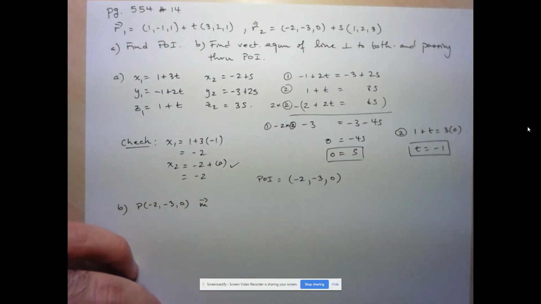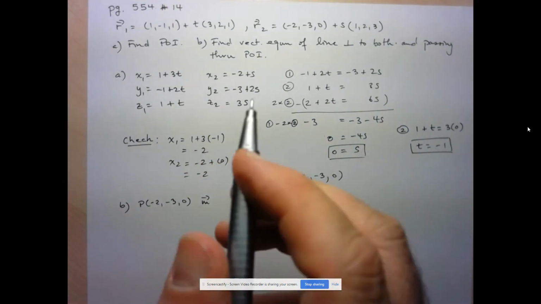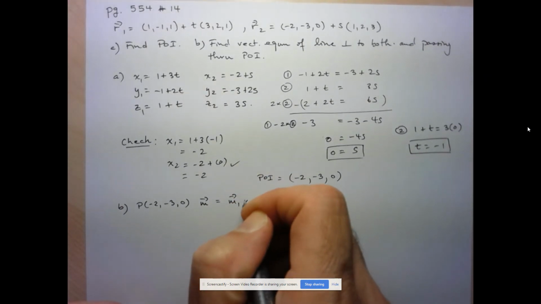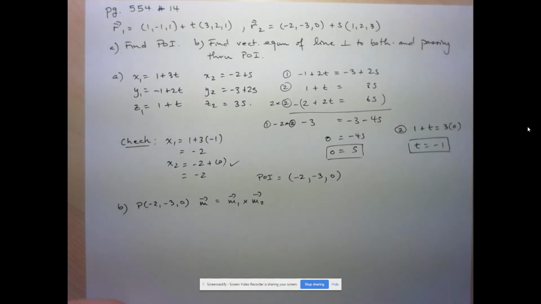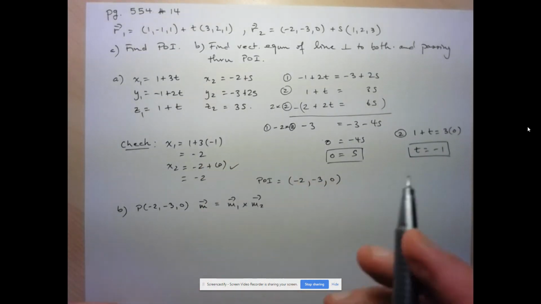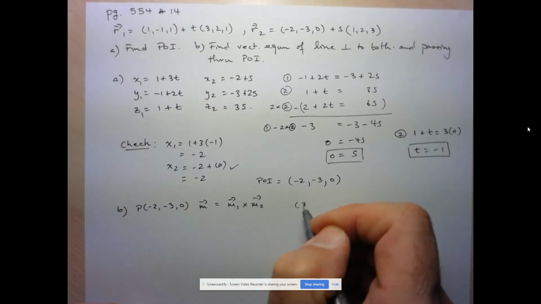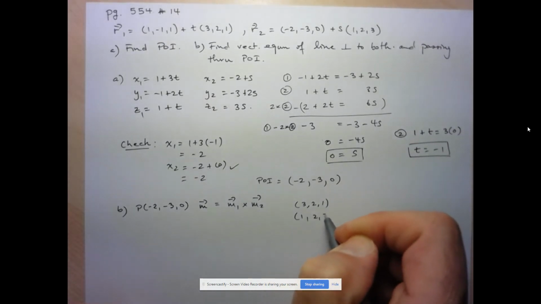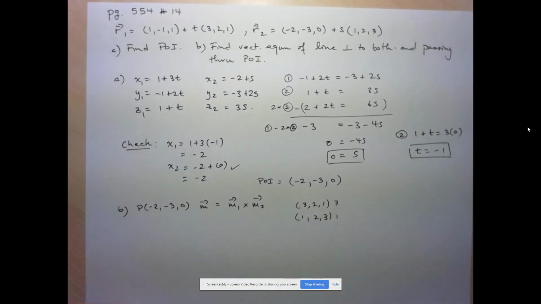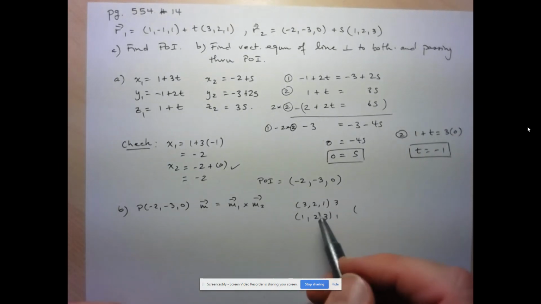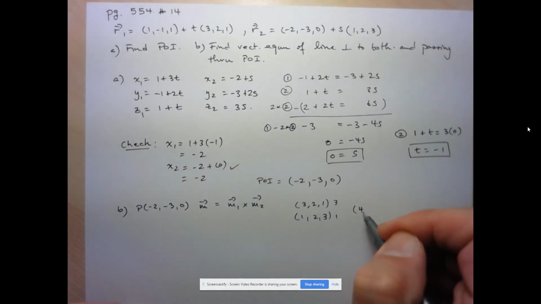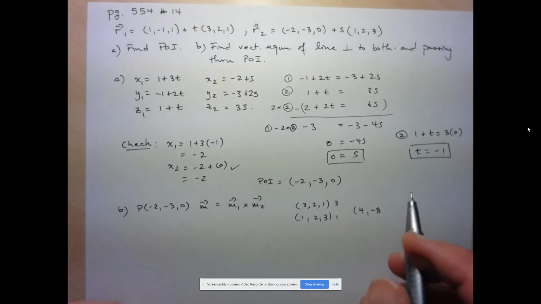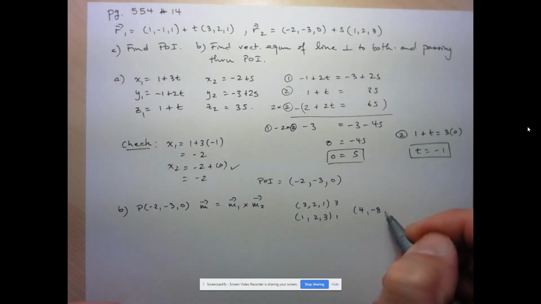So to find this direction vector, I'm just going to take the cross product of my original two direction vectors from the two equations here. Let's do that on the side. I've got 3, 2, 1, and then here I've got 1, 3, 3, and 1. So let's calculate the cross product. We have 6 minus 2 is 4. Here we've got 1 minus 9 is negative 8. And here I have 6 minus 2 is 4.